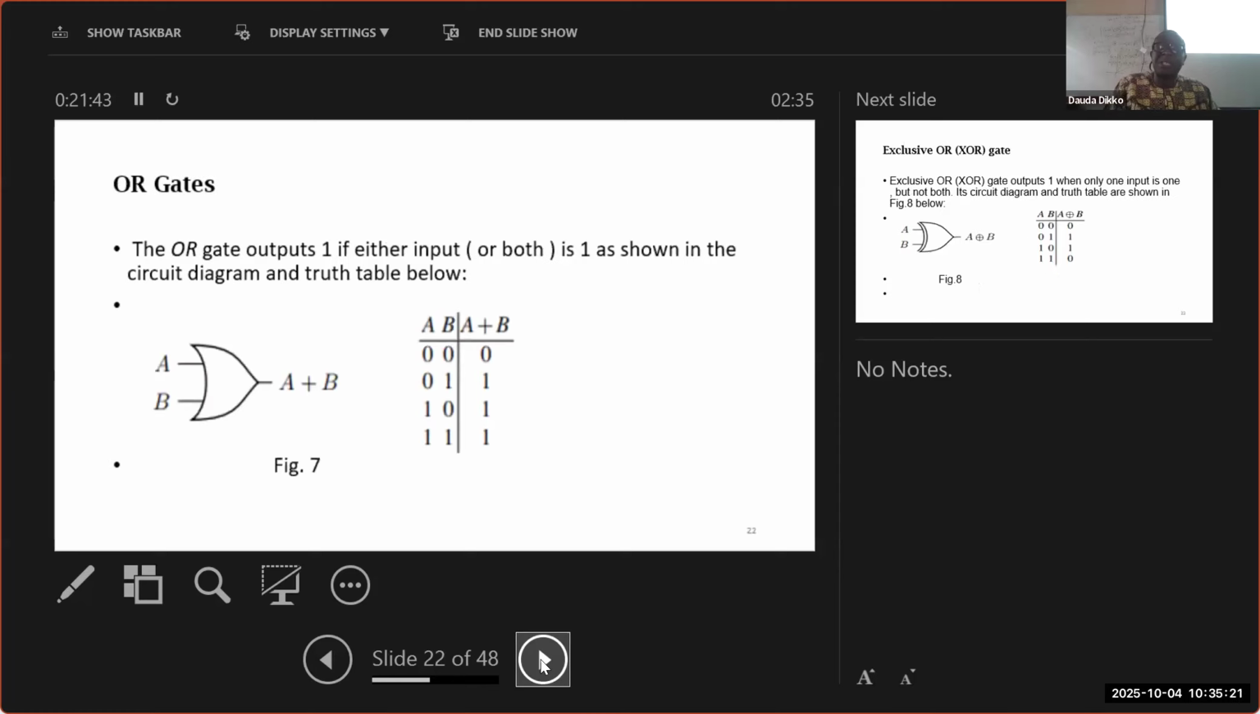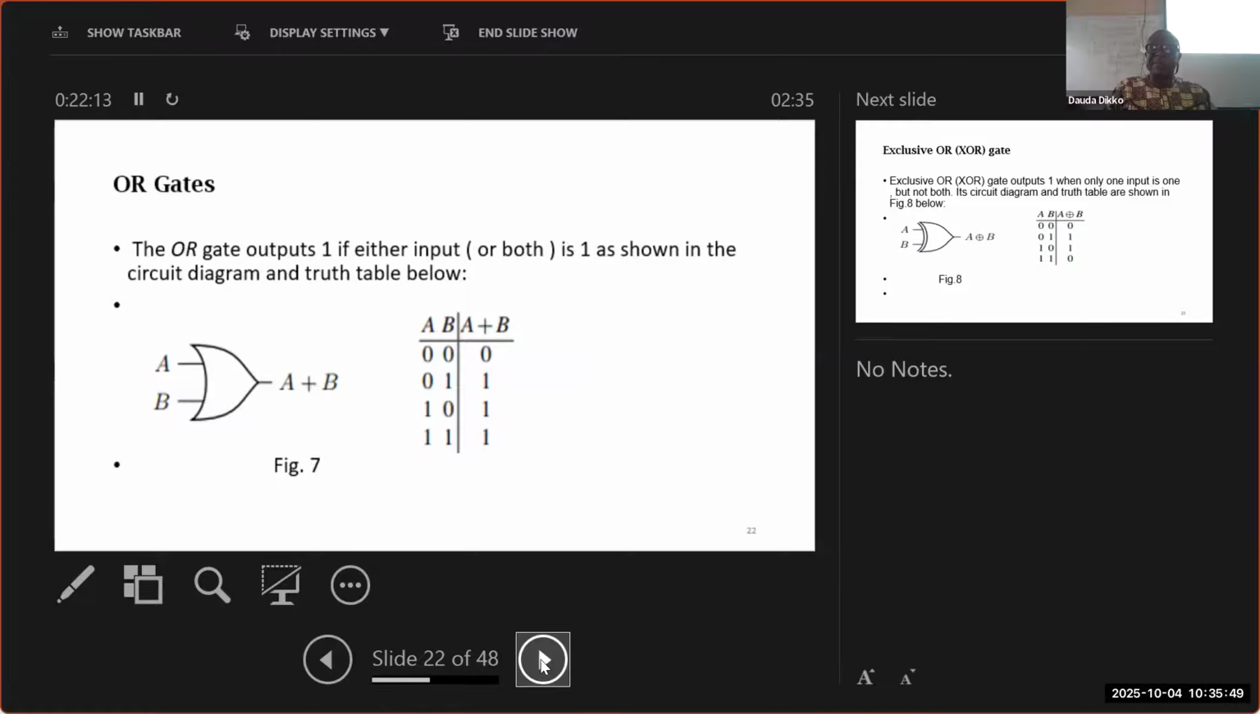Then we also have the OR gate. So for the OR gate, if the input is 0, then the output is also 0. Every other one is 1. So the OR gate outputs 1 if either or both is 1, and otherwise it is a 0.